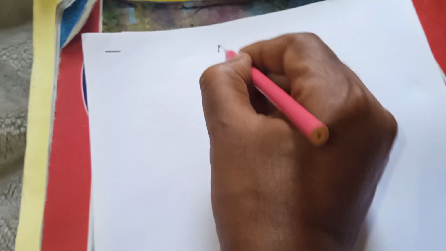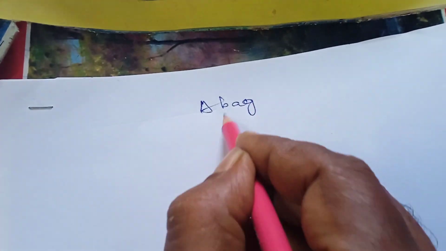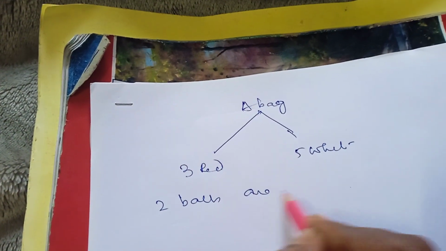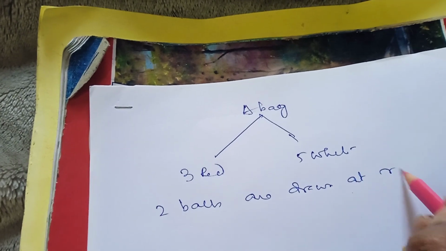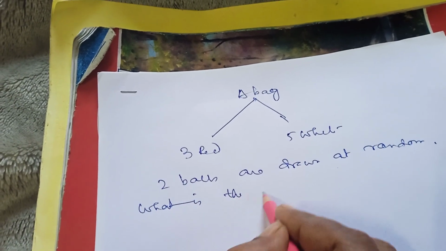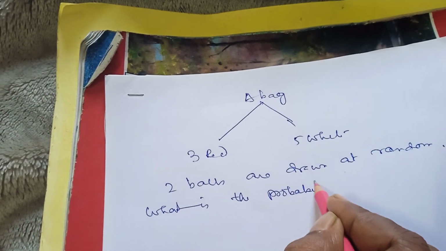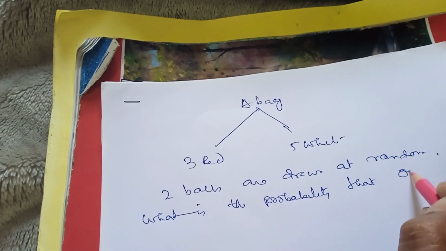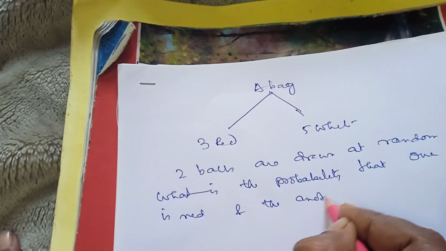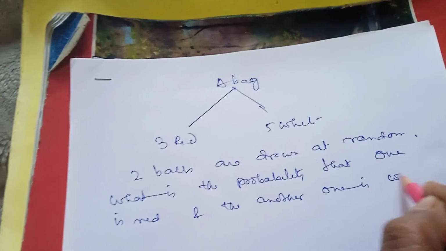So take the second problem. A bag contains 3 red balls and 5 white balls. Two balls are drawn at random. What is the probability that one is red and the other one is white?